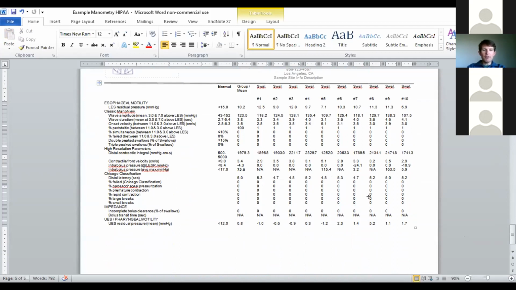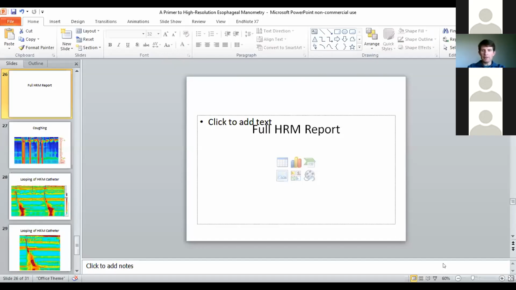And then the final page is the information for the Chicago classification, including the distal contractile integral for each swallow, as well as for the group as a whole. So I thought I'd just show that as an example of a report. I have a couple other slides and then I'll be done. I know I'm running a little bit over time here.